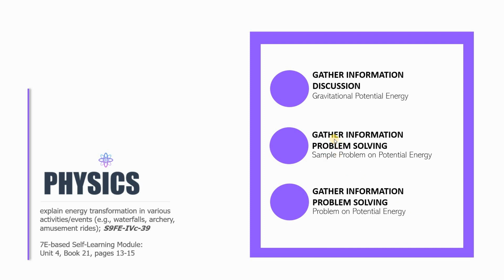So it seems like this session we're going to be focusing on one kind of potential energy, and that is gravitational potential energy. The learning competency that we are targeting is as follows. By the end of this session, you should be closer to being good at explaining energy transformation in various activities or events, such as in waterfalls, archery, and amusement rides. This is based on the 7E based self-learning module in Science 9, which I wrote, particularly in Unit 4, Book 21, pages 3 to 15. So let's dive in.